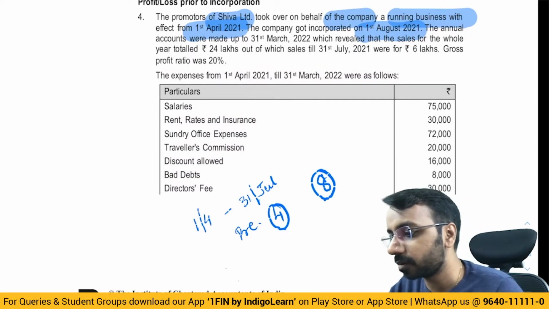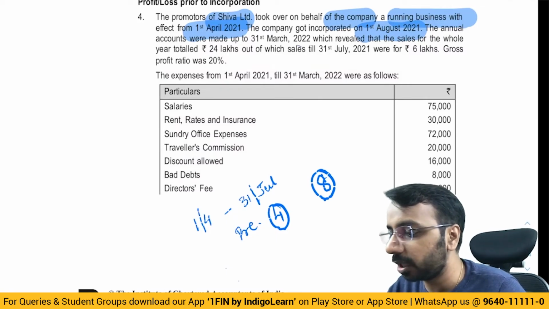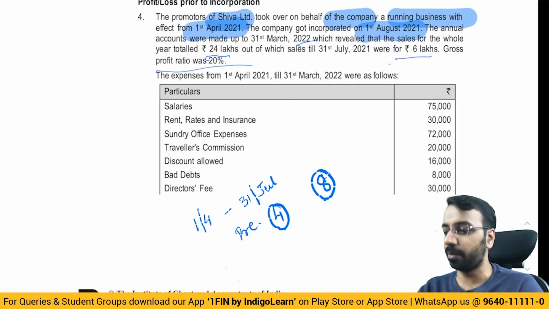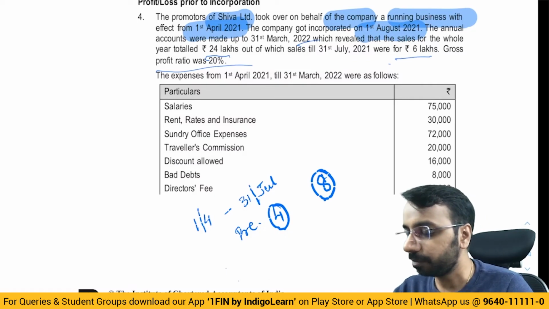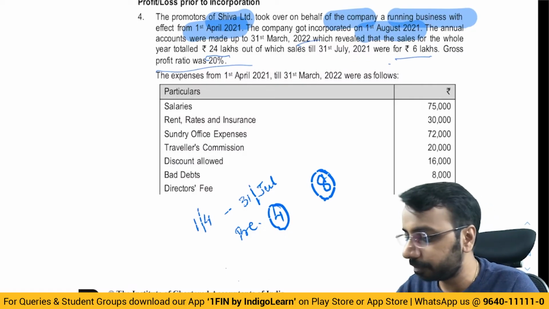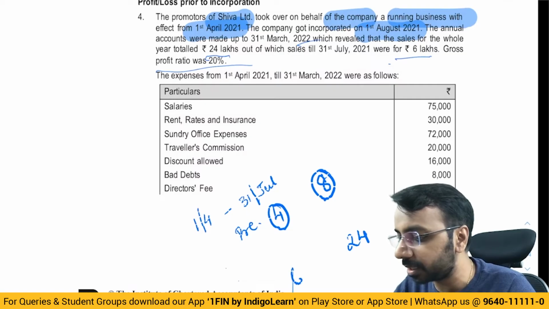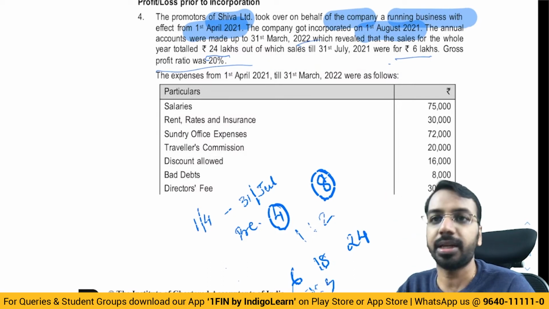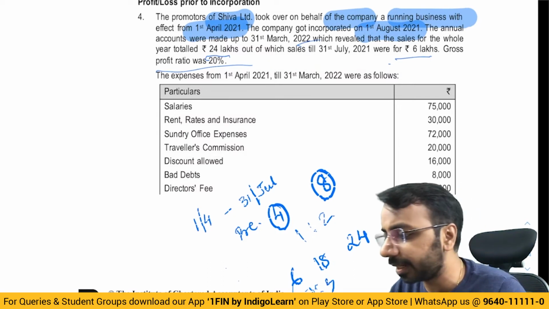Post-incorporation is okay. The annual accounts are made up to 31st March, fine, which reveal the sales for the whole year total 24 lakhs, out of which sales till 31st July were 6 lakhs. Gross profit ratio was 20%. Such a simple thing. They have directly given you sales. 24 is the sales for the whole year. So, pre-incorporation is 6, post-incorporation is 18. Time ratio is 1:2. Sales ratio is 1:3. Right. So, nothing complicated here again.